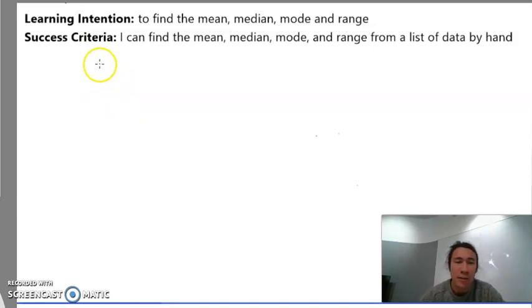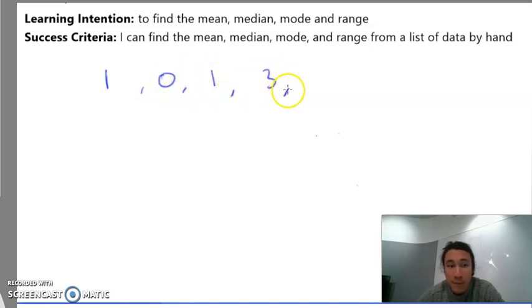So let me think of an example for you. Pretend you play soccer. And in soccer, you've played 7 games and you want to talk about how many goals your team has scored. So in the first game, you scored 1 goal. Second game, you scored 0. Third game, you got 1. Fourth game, you got 3. And then you had a good game and your team scored 5. And then you scored 3 again. And in the last game, you got 1.